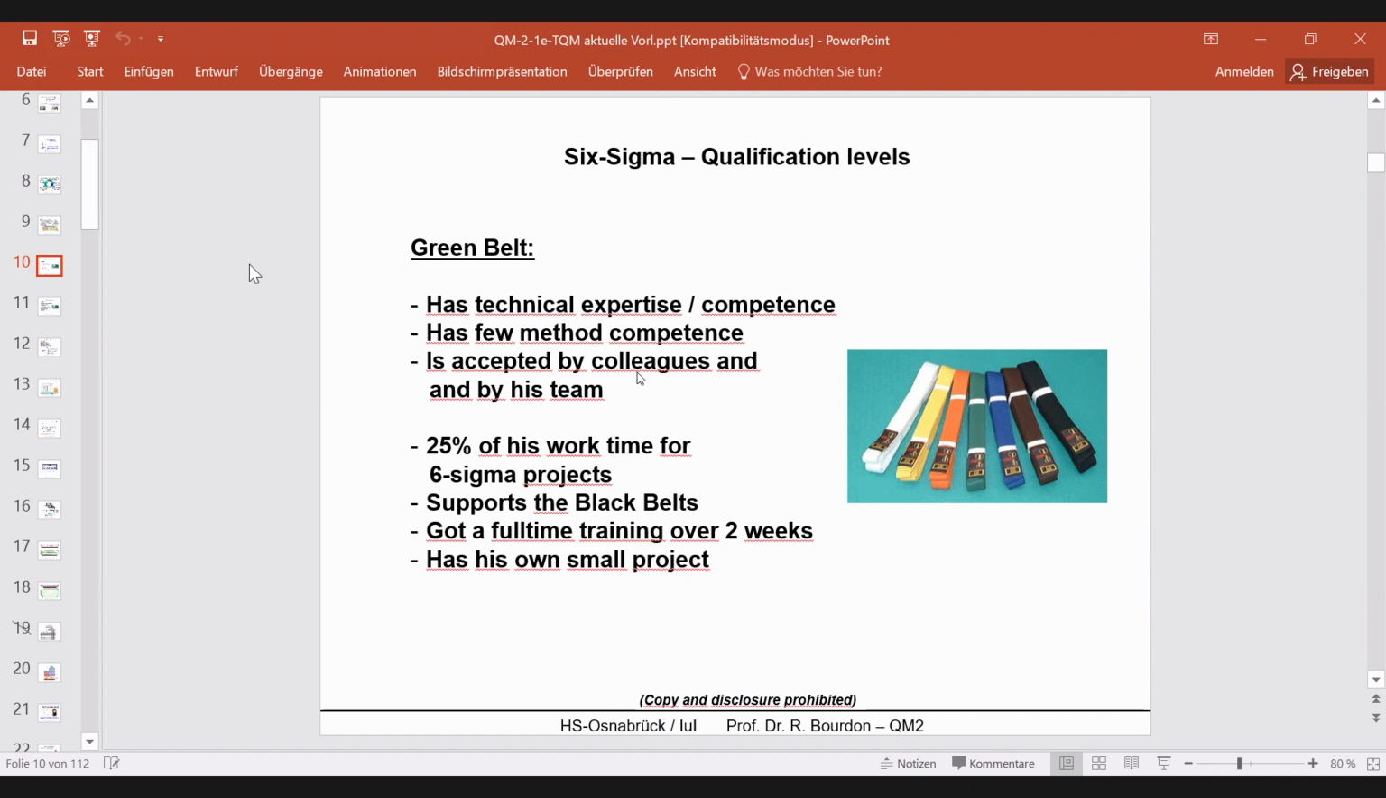It begins with the green belt. A green belt, it's a little bit similar to the system of Japanese martial arts. Yellow belt means technical expertise, competence, a little method competence, but not very much. About 25% of his work time is for Six Sigma projects. He supports the black belts, and he's getting a training course over 2 weeks. And he has his own Six Sigma projects, but these projects are very small.